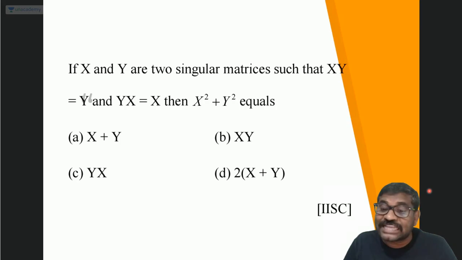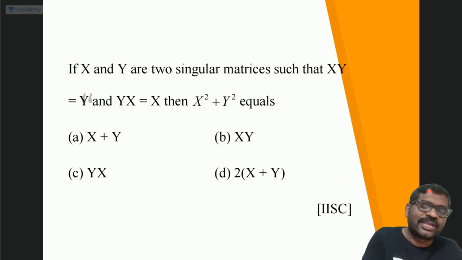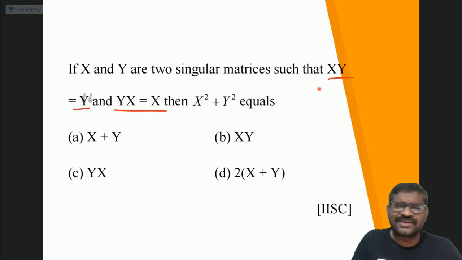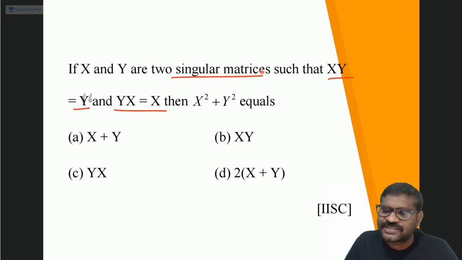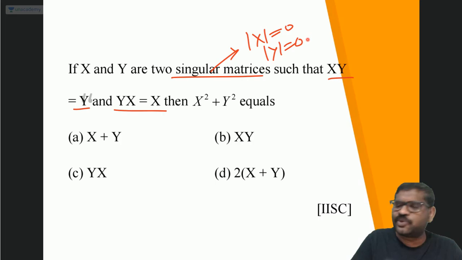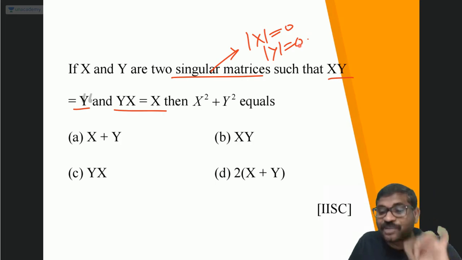If X and Y are two singular matrices such that XY equal to Y, YX equal to X. Sir, what is the meaning of singular matrices? Sir, why they have given singular matrices? Singular matrix means determinant is 0. Determinant of X is 0. Determinant of Y is 0. Sir, why they have given singular matrices?